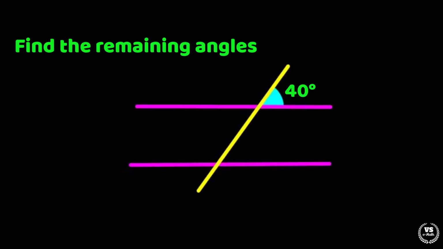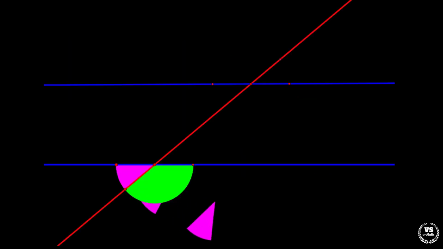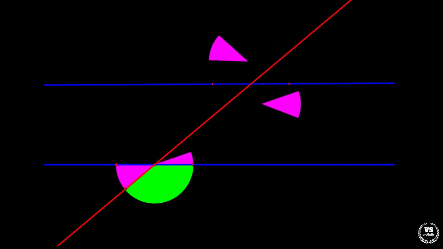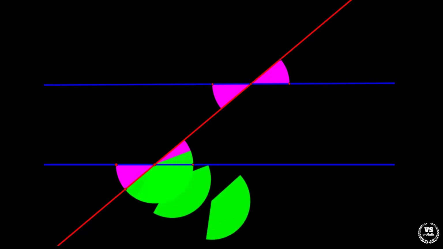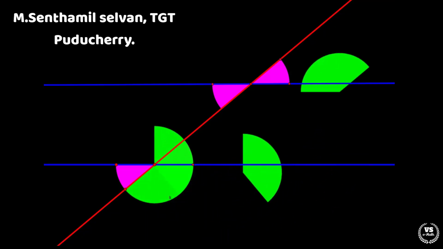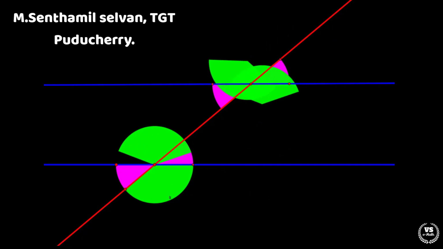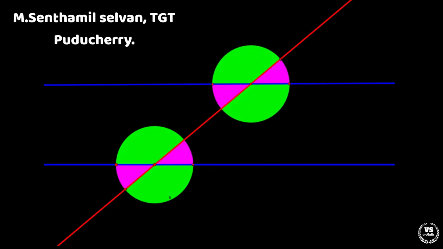Now, it's question time. Find the remaining angles. Is there an easy way to find these angles? Watch this video. What do you observe? When 2 lines are crossed by a transversal, we get 4 acute angles and 4 obtuse angles. All the 4 acute angles are equal and all the 4 obtuse angles are equal. Each acute angle is supplementary to its obtuse angle. Am I right? With these 3 points, you can easily find the missing values.